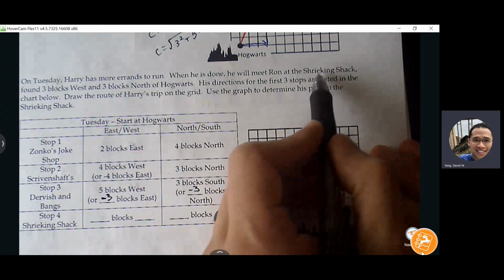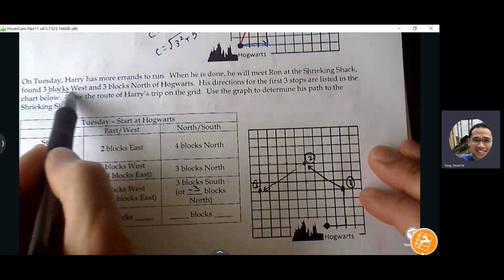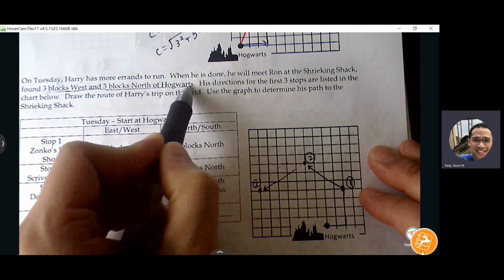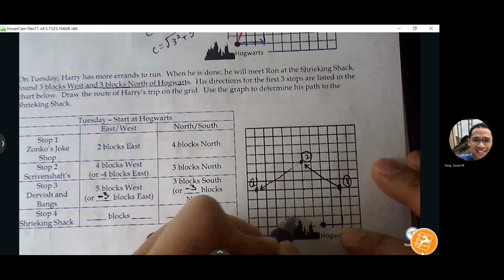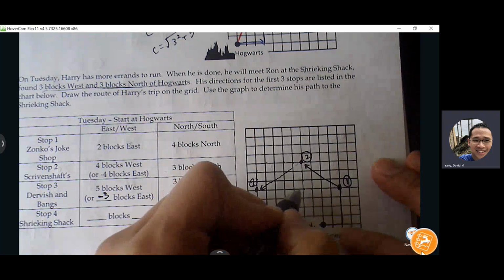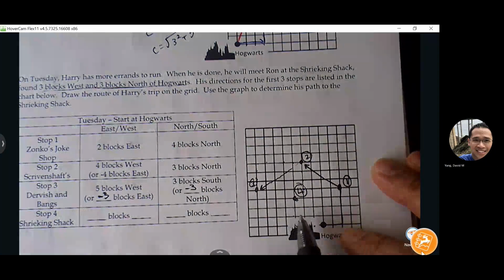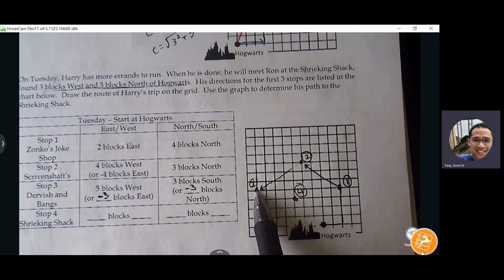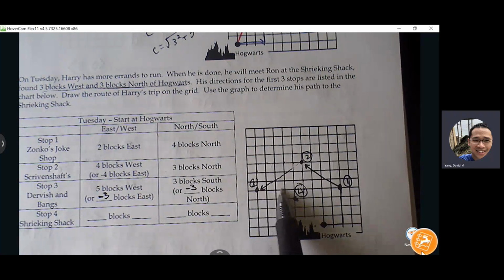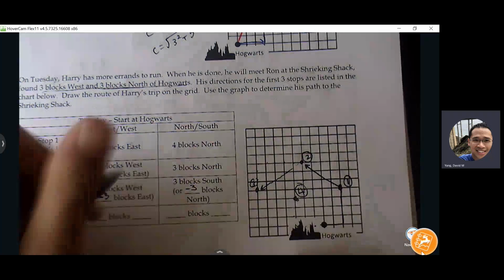Okay, so we know that his destination here is 3 blocks west and 3 blocks north onwards. So 3 left. This is the 4th stop right here. So to get to the 4th stop from his stop number 3, he's going to go 4 blocks east and 1 block south.